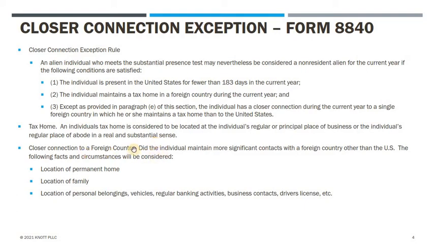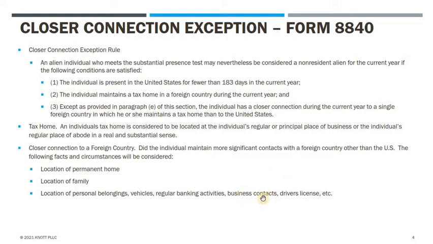So the closer connection to foreign country test, did the individual maintain more significant contacts with a foreign country other than the United States? And in the reg, there's a long list of factors that they consider. These are some of the most meaningful ones, right? So location of your permanent home, where's your family located, and then where do you store all your personal belongings? Where do you have a car? Where do you regularly bank, right? Do you have U.S. banking only, or do you have foreign country banks, bank accounts, and things like that?